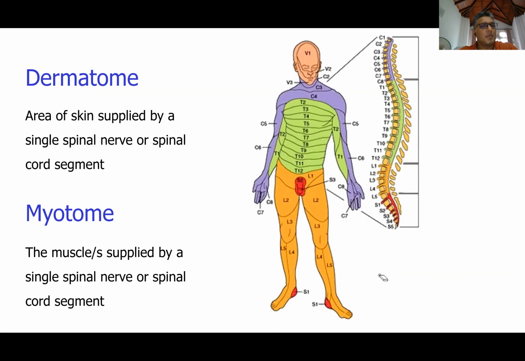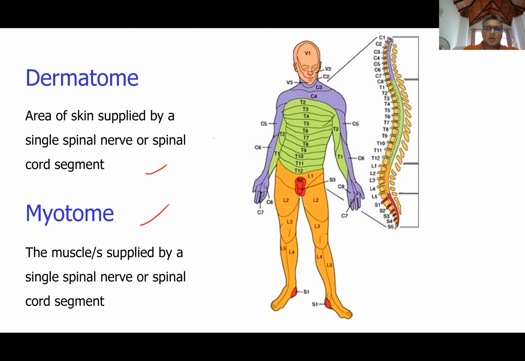Then this concept of dermatomes and myotomes, you already know it. It is important to remember that before we go for the discussion later. Now, the dermatome is defined as an area of skin supplied by a single spinal nerve or spinal segment. Spinal cord segment is the same, whether you say spinal nerve or spinal cord segment. Then myotome is a muscle or part of a muscle supplied by a single spinal nerve or spinal cord segment.